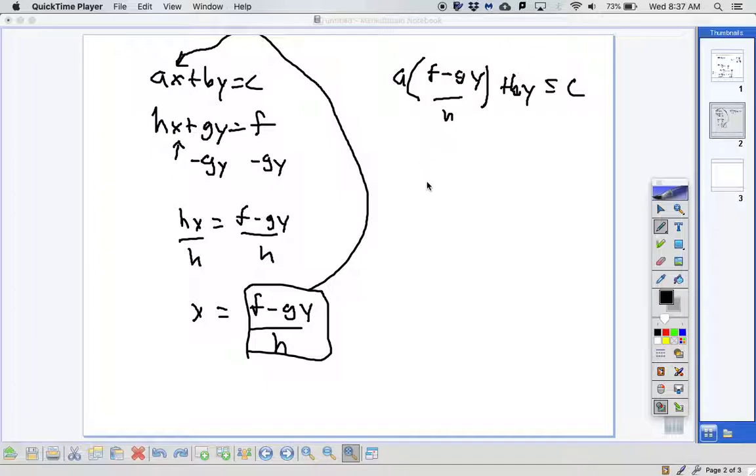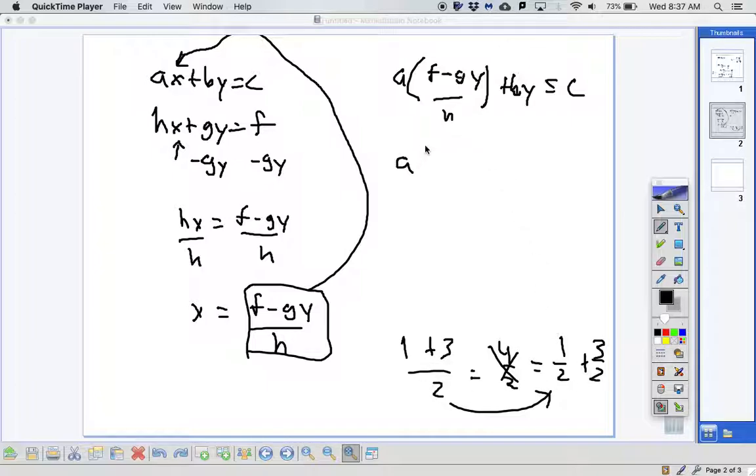So I got a times f is af. I'm also going to separate this fraction out. So this you might not have seen before. But if I have a fraction, say like 1 plus 3 divided by 2, this is the same as 4 over 2. But I could separate it out and make this 1/2 plus 3/2, which is also equal to 4 over 2. So the denominator has to go to both parts of the numerator, and I'm going to do that as well. So we got a times f over h minus gy over h plus by is equal to c.